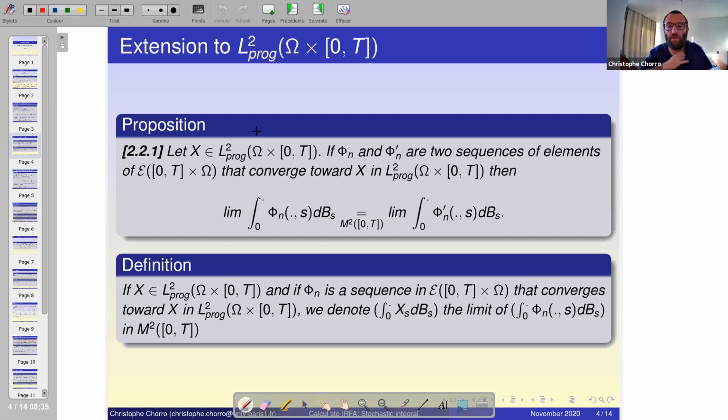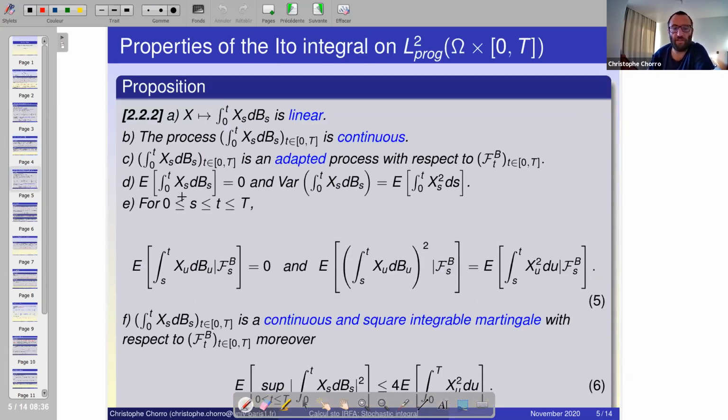The main point concerning the way to use the isometry is that the Ito isometry ensures that this limit doesn't depend on the approximating sequence. So it was the big deal. And passing to the limit in the properties concerning the elementary stochastic integral, we proved that the stochastic integral fulfills all these properties. It is linear. We have a continuous process that is adapted to the Brownian filtration, that is centered, that fulfills the Ito isometry, that is a martingale, and so on and so on.